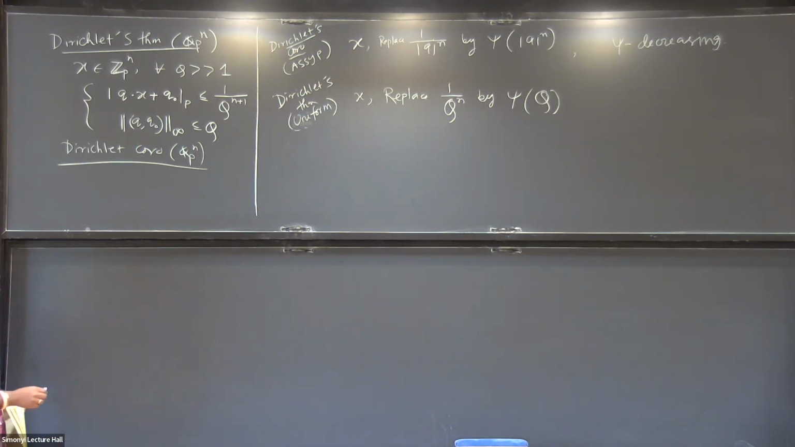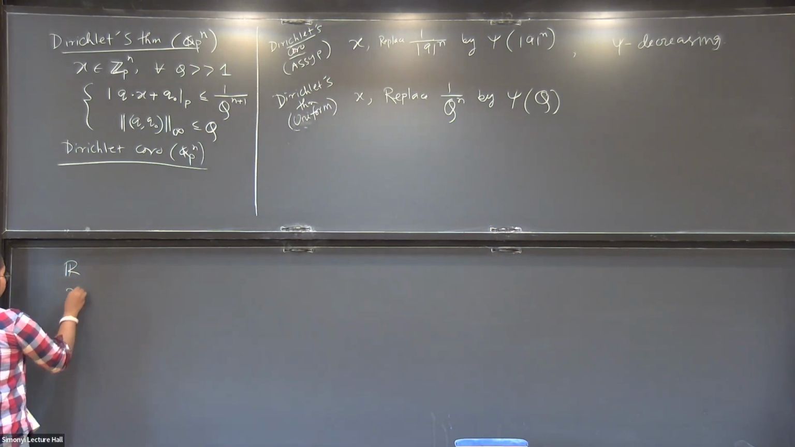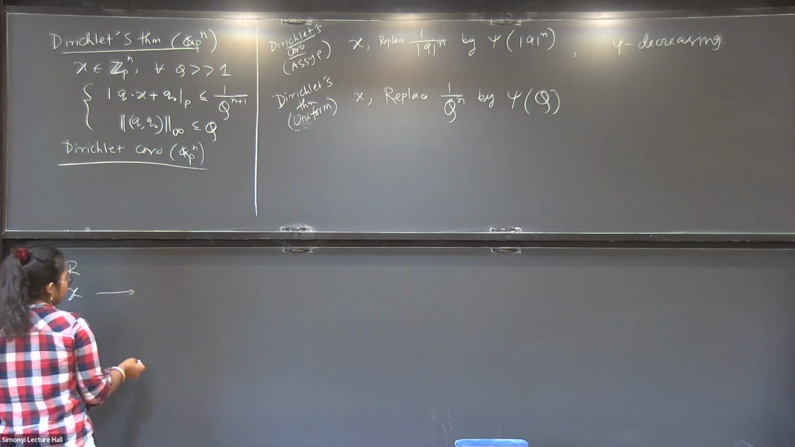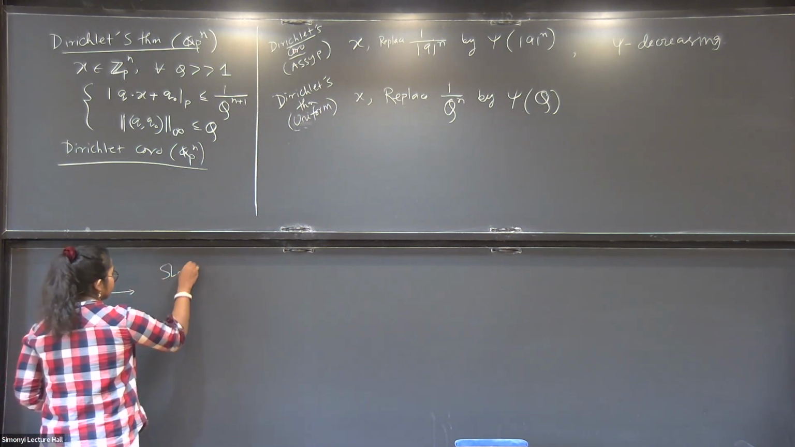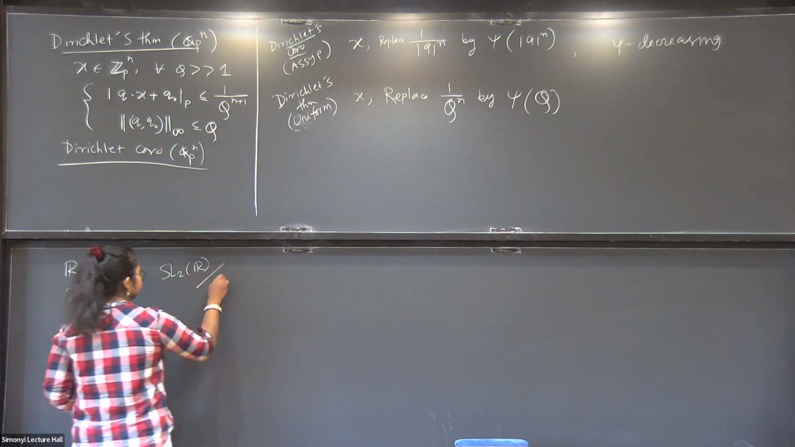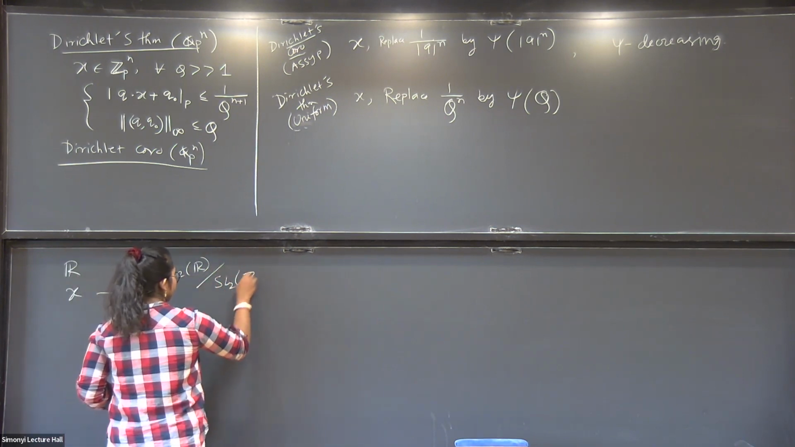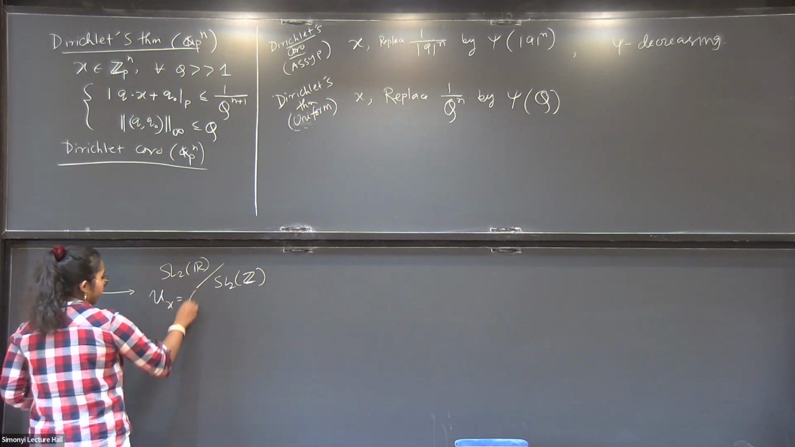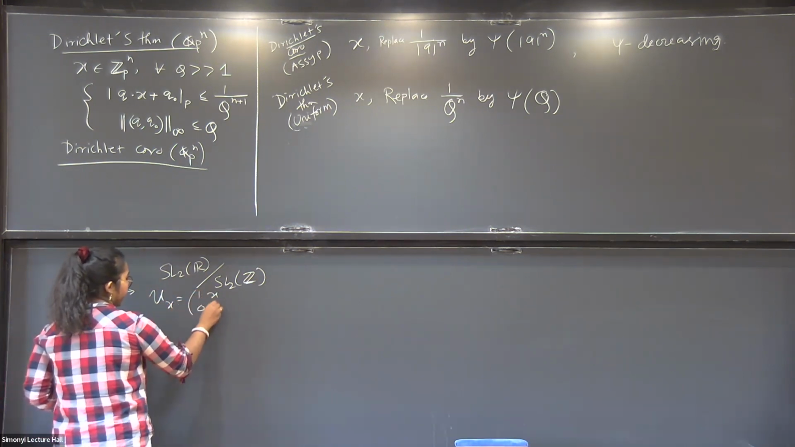So I'll just first talk about R. So let's say you want to approximate a point X in R. Then the idea is that you look at X inside SL2(R) mod SL2(Z), as UX, where UX is the matrix (1 x; 0 1).